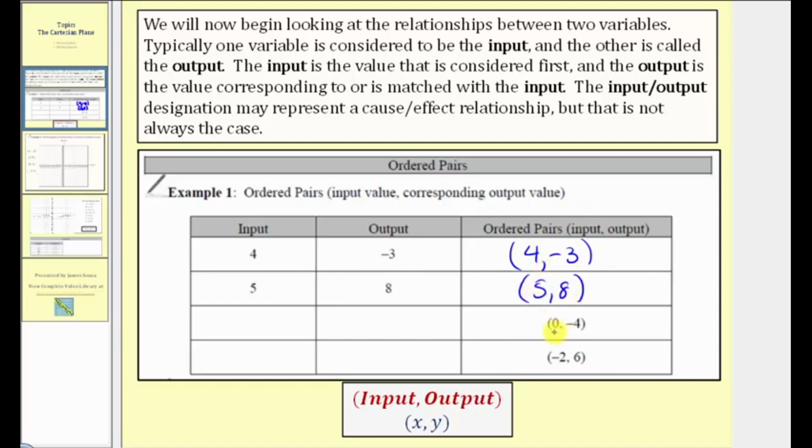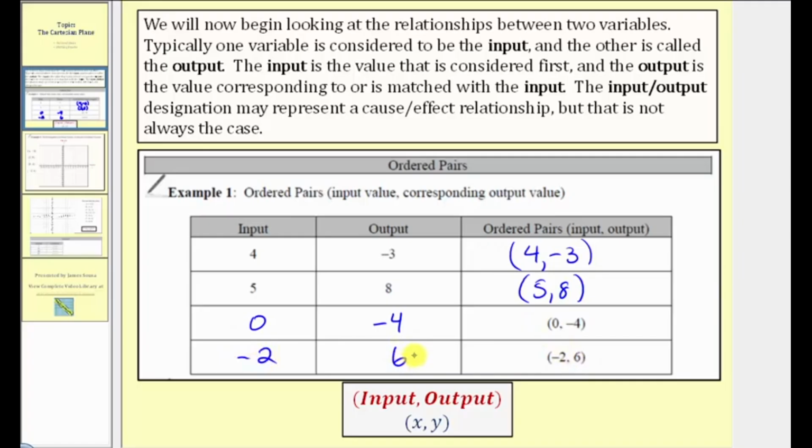Next, we're given the ordered pair of 0 comma -4 and asked to give the input and the output. So the input is the first value or first coordinate, and the output is the second value or second coordinate of -4. Next, we have the ordered pair -2 comma 6, so the input is -2 and the output is 6.